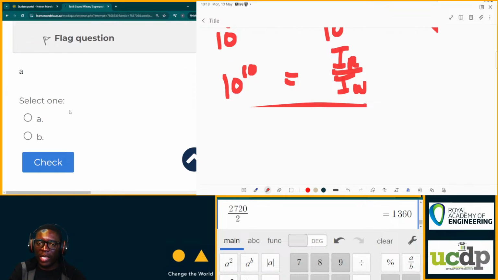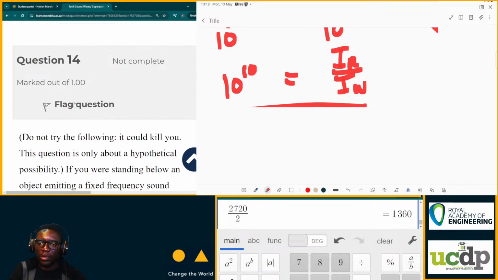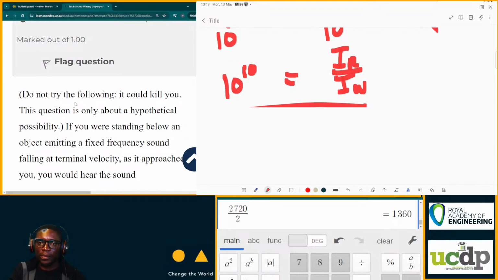Number 12, we can pass. There is no question on 12, no question on 13. We will just go on to number 14. Number 14 says, do not try the following, because this is a dangerous experiment to try. So it's not advisable to try this at home. This question is only about a hypothetical possibility.